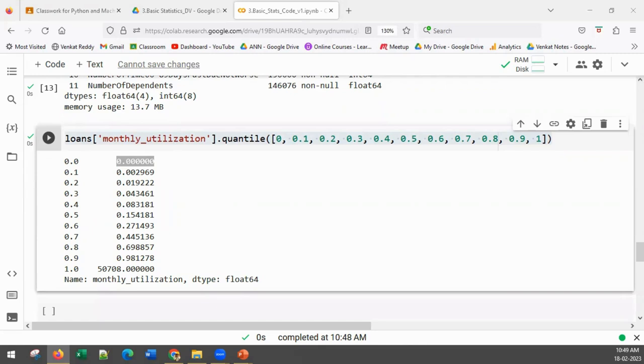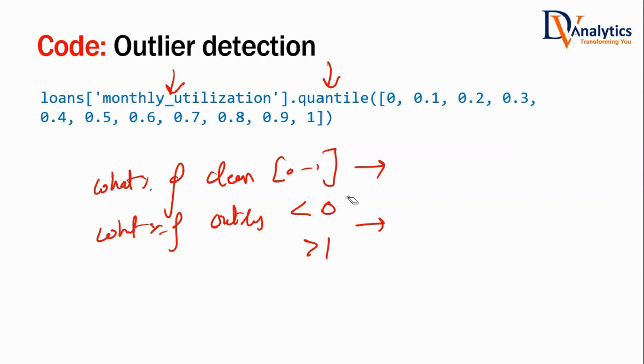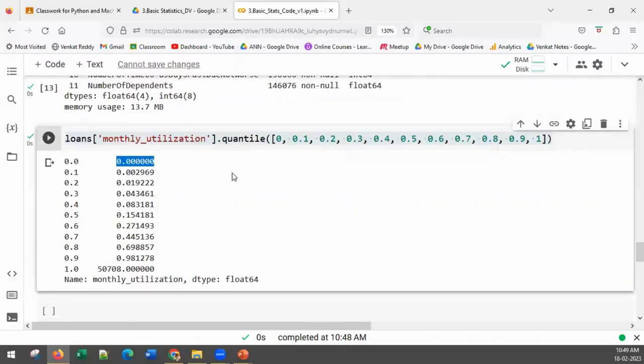What is 0 percentile? 0 percentile is coming out to be 0. So what's the minimum value? Minimum value is 0. Are there any low side outliers? Are there any values less than 0? No, sir. This side we are safe. Minimum value itself is 0. 10 percentile fine, 20 fine, 30 fine, 40, 50, 60, until 90 percentile, everything is fine.